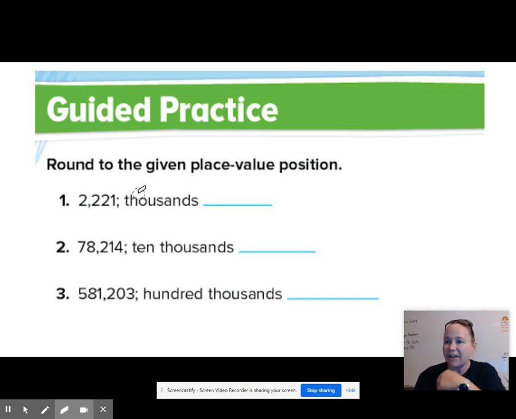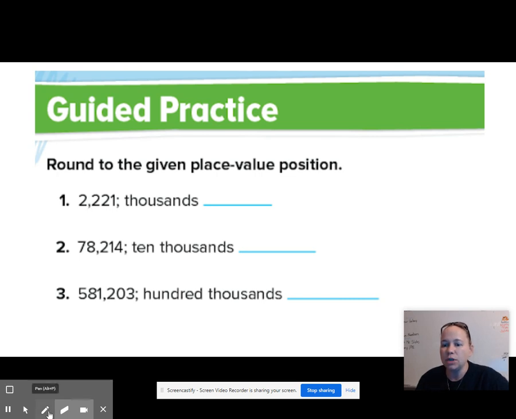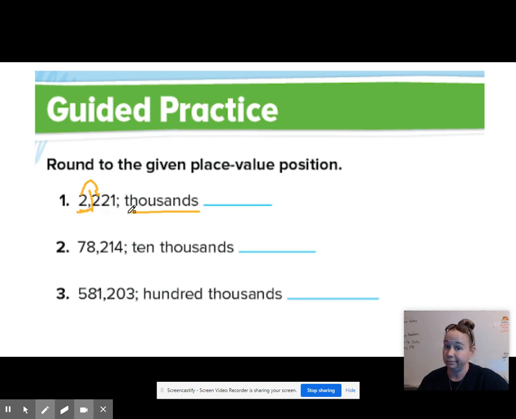Round to the given place value position. So I'm going to round to the thousands. So ones, tens, 100, 1,000. So I'm going to round here. I'm going to look to the right. But first I say, well, 2,221, is it closer to 2,000 or 3,000? So you thought through it, right? But if we need to use the trick here, we look to the right. 2 is a little number, so it's not going to give it a shove. The 2 in the thousands place will stay, and everything else becomes a 0.